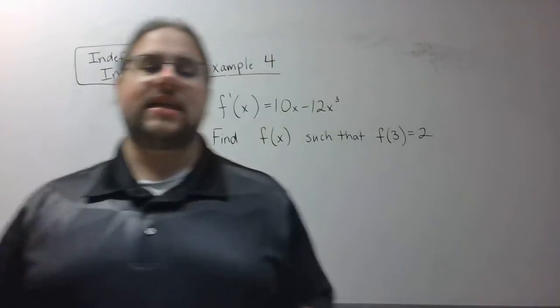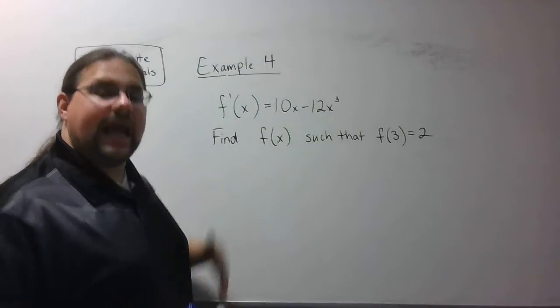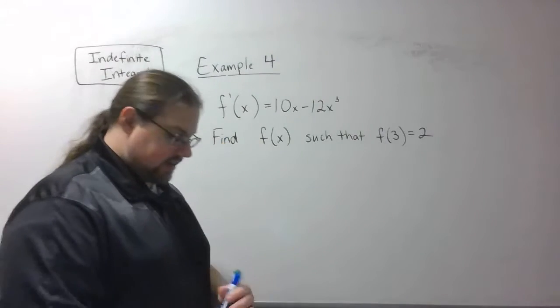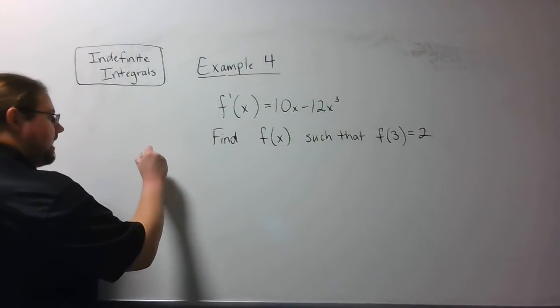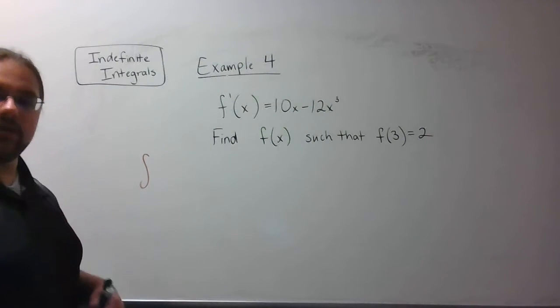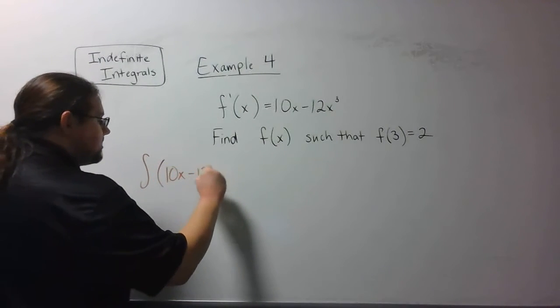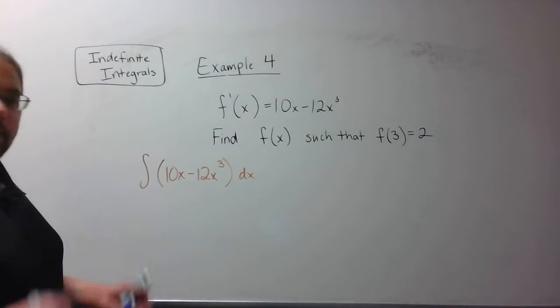So first and foremost, I'd like to remind you one more time that I have the derivative here, so I need to do the antiderivative. I need to do the indefinite integral to find f of x. So here's what I'm going to do. I'm going to start off by doing the indefinite integral. Again, I'm not given any bounds to integrate over, so I'm using the indefinite integral here of 10x minus 12x cubed dx, okay? That's going to help me find f of x.